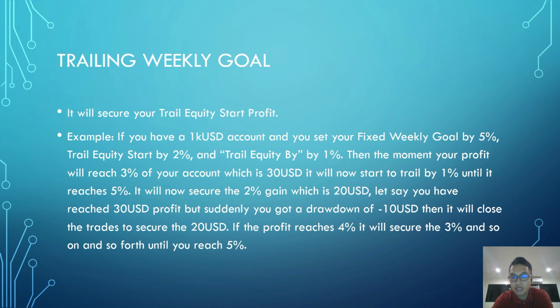So if the profit reaches 4%, it will secure the 3%, and so on and so forth until you reach the fixed weekly goal, which is 5%. So that's how trailing weekly goal works. I think it's really a good feature also, because you will be able to secure the profit at a certain point. But it's really up to you. But I suggest you use trailing equity start profit and trailing equity buy, so you use the trailing weekly goal option.